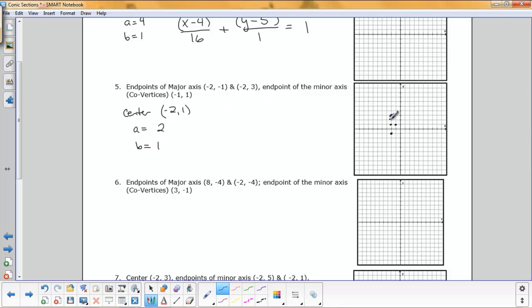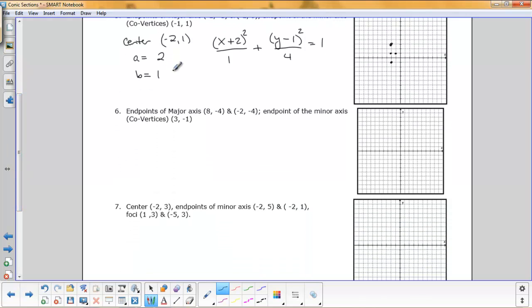Now, because A is moving up and down this time, it will go underneath the Y value. So we get X plus 2 squared over 1 plus Y minus 1 squared over 4 equals 1.